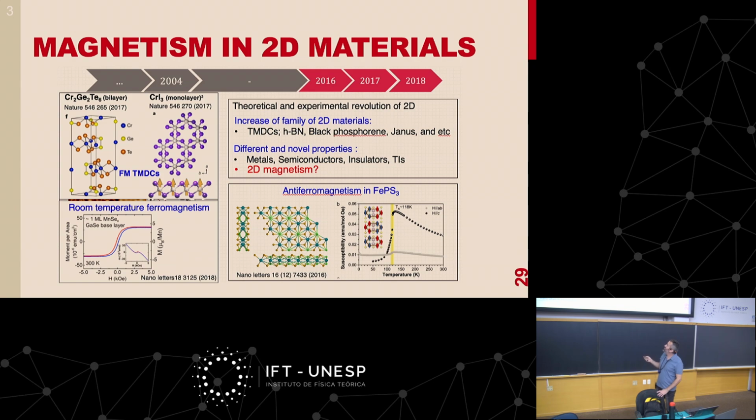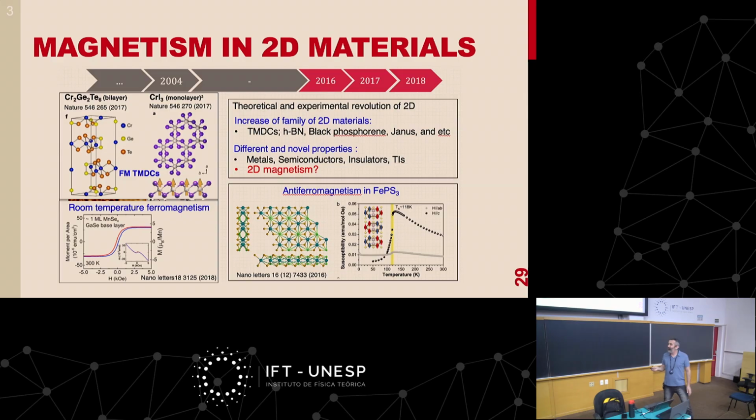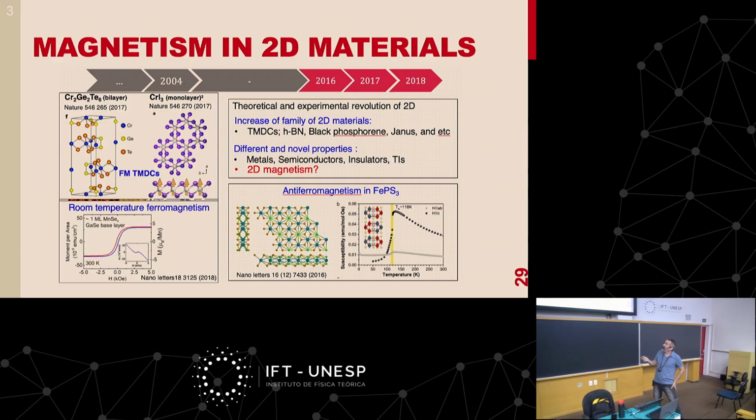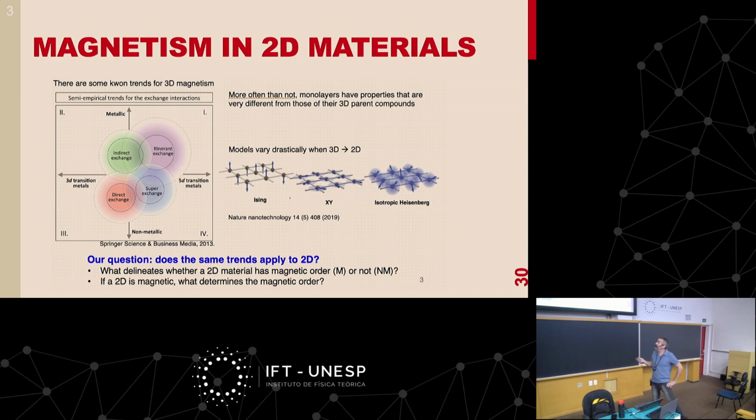So this is 2017, 18, 16. This is a little bit back, but it's still recent. They observed magnetic order in two-dimensional materials. Obviously, anisotropy here plays a role. It's not a dilemma anymore. Okay, but this is very fancy. This is a very hot topic. A lot of people are studying magnetism in two-dimensional materials.